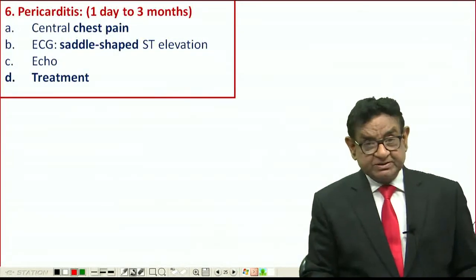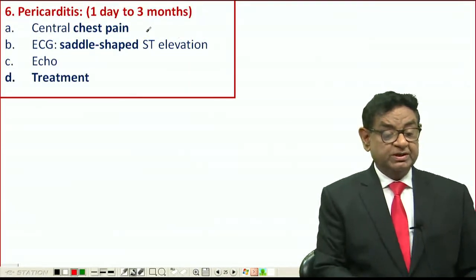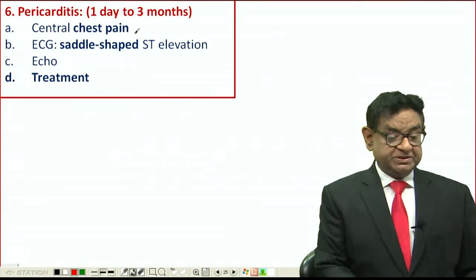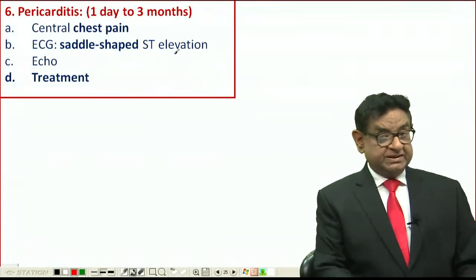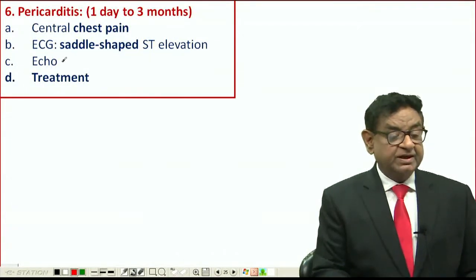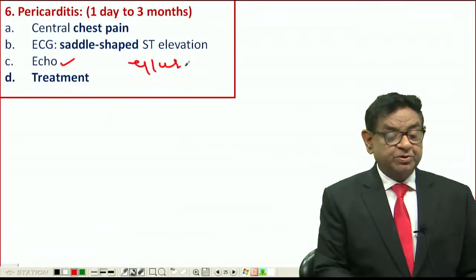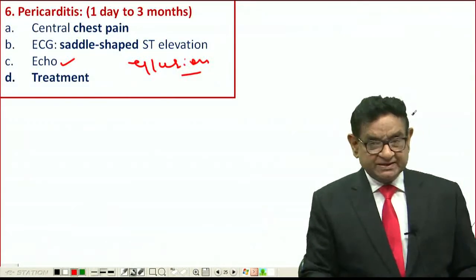Now, pericarditis. This is one complication which can occur anytime, from day 1 to 3 months. Classically, the patient comes with chest pain, and in the ECG you get saddle-shaped ST segment elevation. We always do echocardiography to rule out any effusion. Pericardial effusion should be ruled out. Rather, if effusion occurs, the pericardial pain disappears.